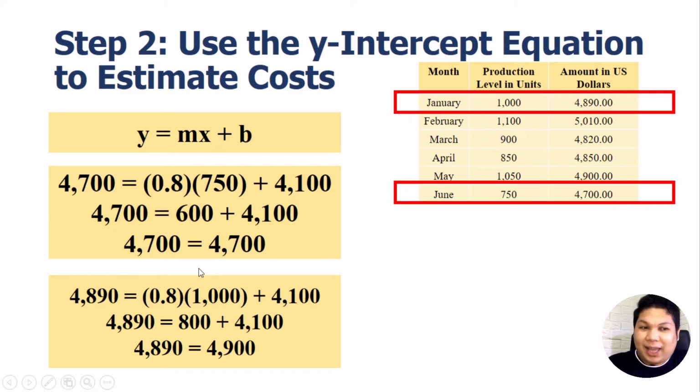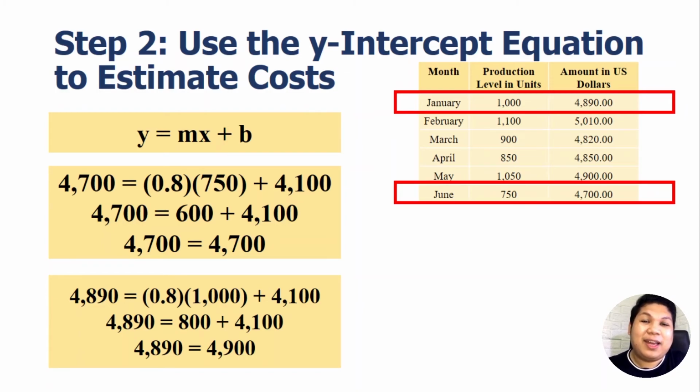Hence, we can say that using a scatter graph has limitations. Number one, it only depends on the visual solution that we can see on the graph, and we cannot perfectly draw a line in the graph. So this calls for another method which could give a closer approximation of our fixed cost and variable costs.